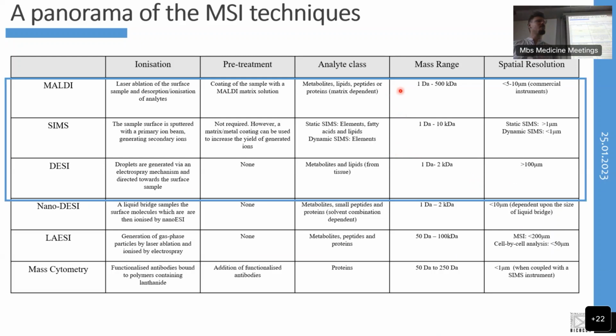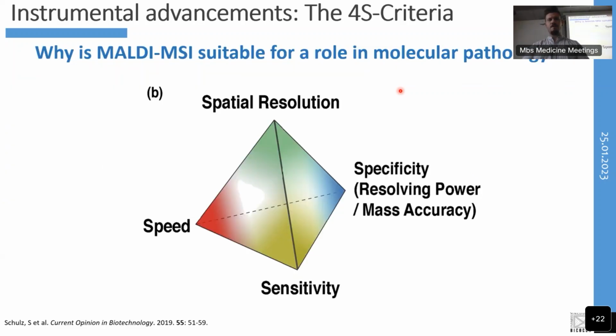And effectively, in the field of pathology, it's most widely used due to its flexibility and capacity to detect a wide range of different biological molecules with a good level of spatial resolution and with an appropriate level of sensitivity. So from all of these mass spec imaging techniques, again, why MALDI in the field of pathology?